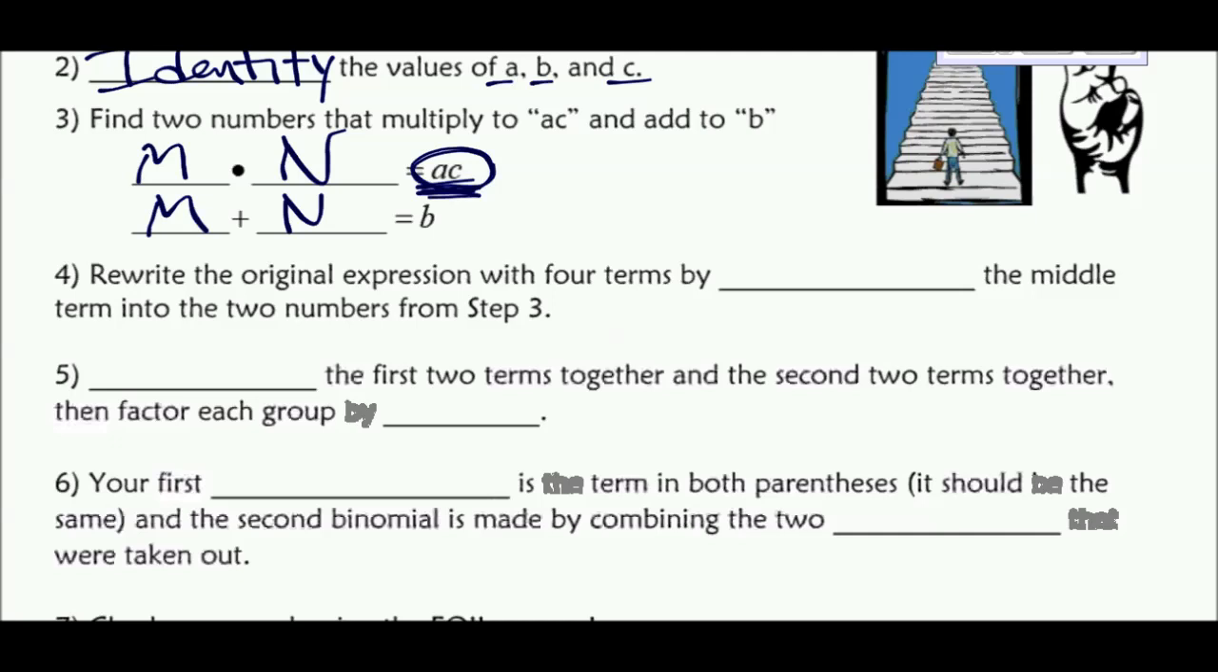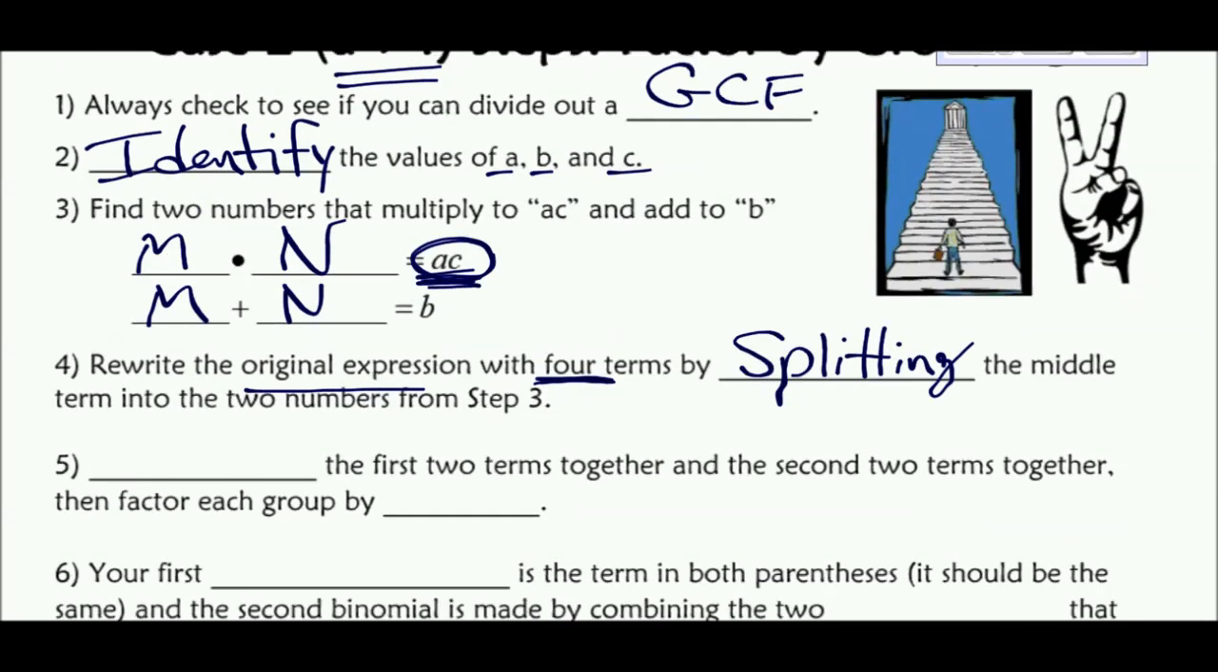This is a new step. Usually this is where people get stuck. Actually, that people are usually pretty good at, and then they forget what to do with those numbers. We're going to rewrite the original expression with 4 terms by splitting the middle term into the 2 numbers that we got. The 2 numbers that we got as this M and N, that's what the middle term is going to split into. The grouping, so really what this is called is factoring by grouping.